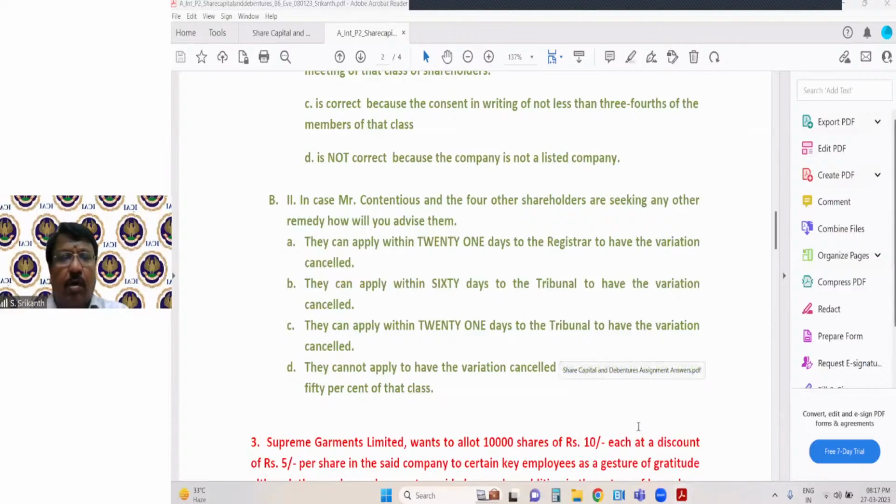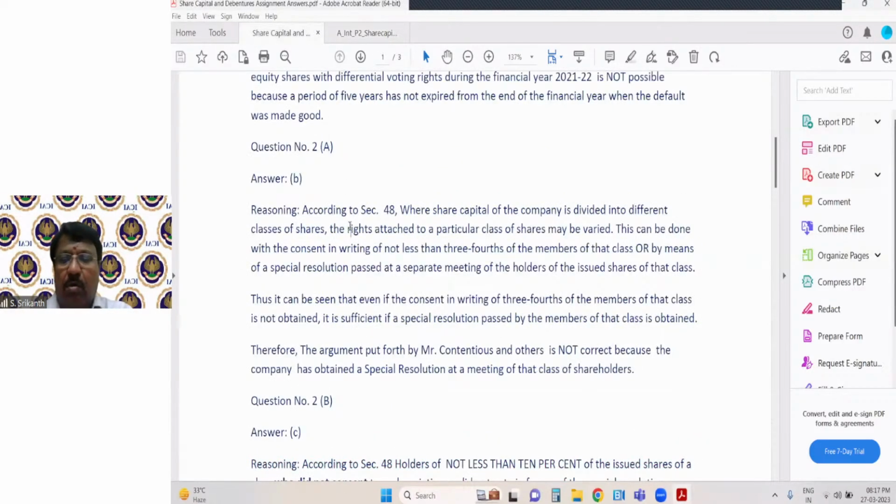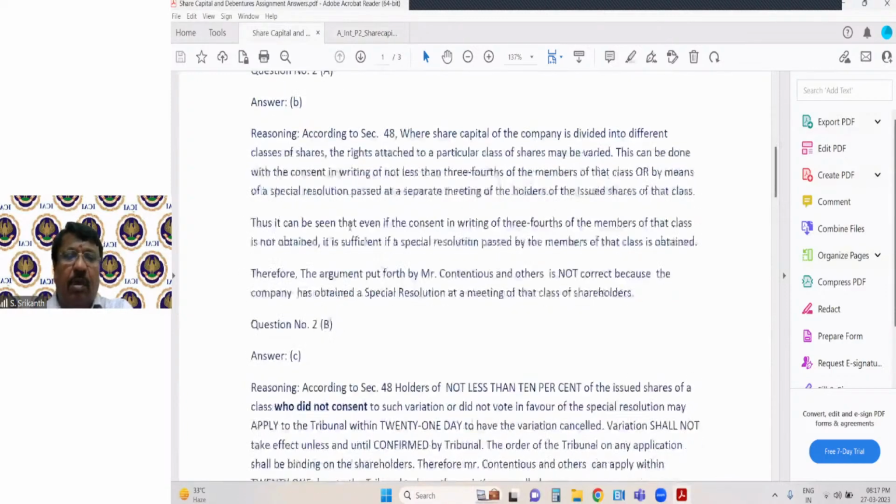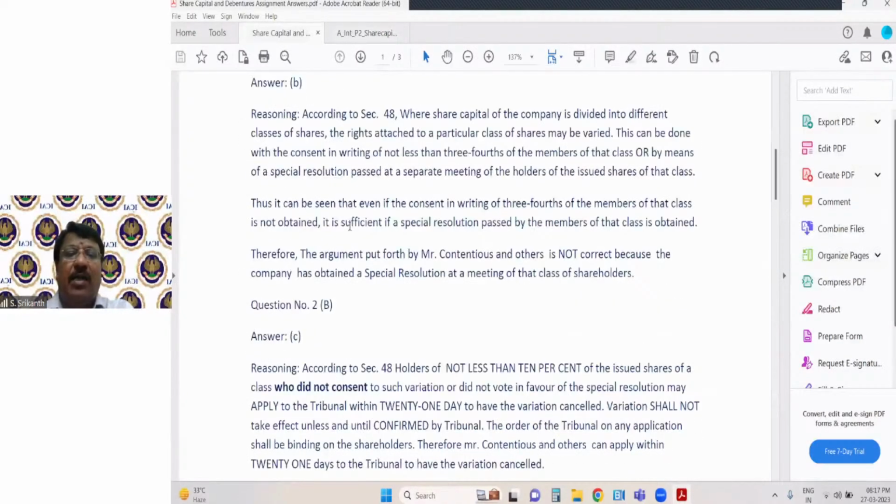So let us put our bet on C. If not less than 10% are dissenting and do not consent, then they can go within 21 days to the tribunal and have the variation cancelled. The variation shall not take effect unless and until confirmed by the tribunal. We already saw this. See, these are not complicated problem questions. They are questions that can be answered if you know your basic law. If you remember my slides, it is more than enough.